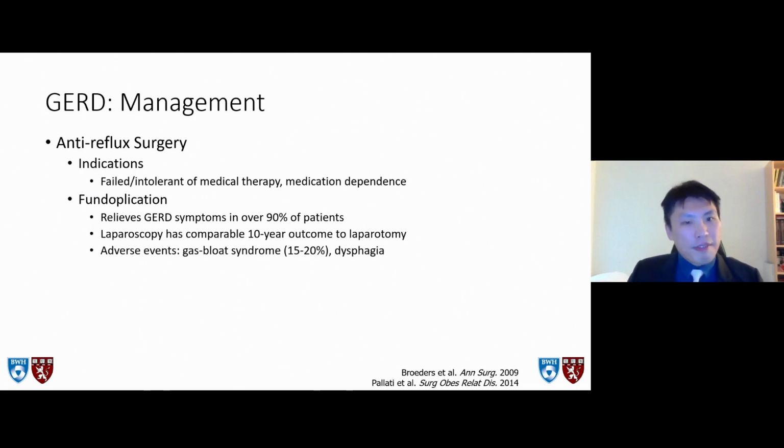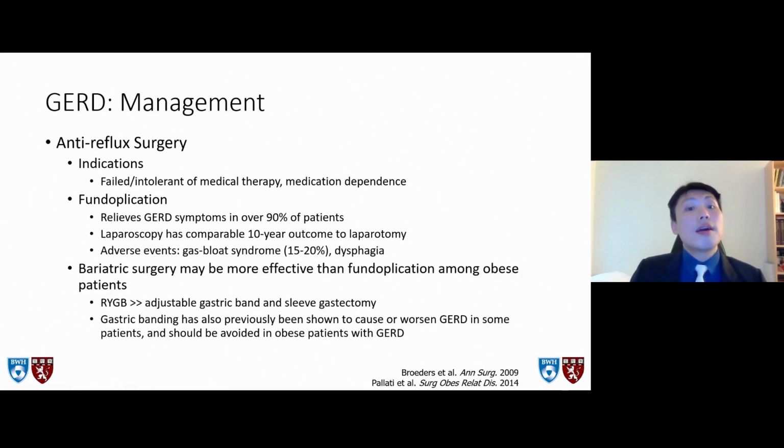The main adverse events associated with fundoplication is patients sometimes can develop gas bloat syndrome or some swallowing symptoms afterwards, although they usually tend to be short-lived. In terms of patients who are overweight, bariatric surgery may be more effective than fundoplication among obese patients. The main one that's been shown to provide the most reflux relief is Roux-en-Y gastric bypass, more so than gastric band, which is not really done much anymore, or sleeve gastrectomy.